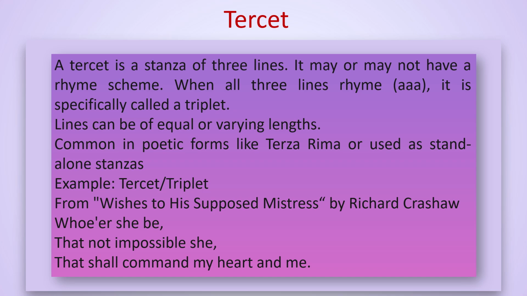Let us look at the famous example of Richard Crashaw, that is Wishes to His Supposed Mistress. Here we can see that these 3 lines have the same rhyming scheme: be, she, me, but the length of all 3 lines is different, they are varying.